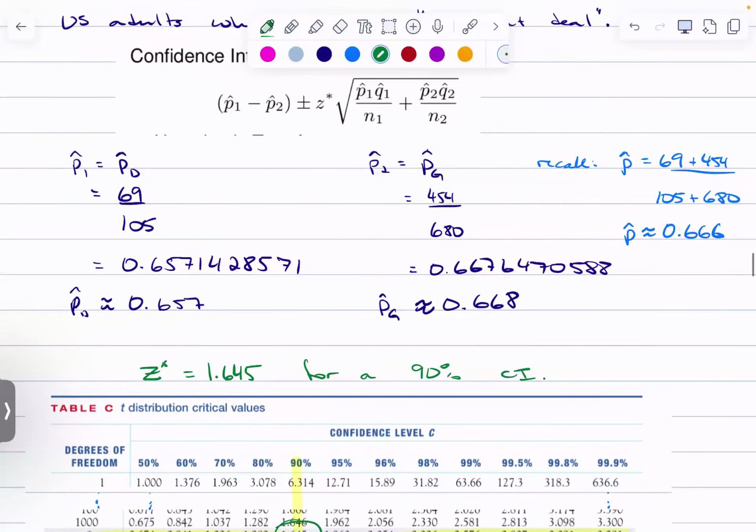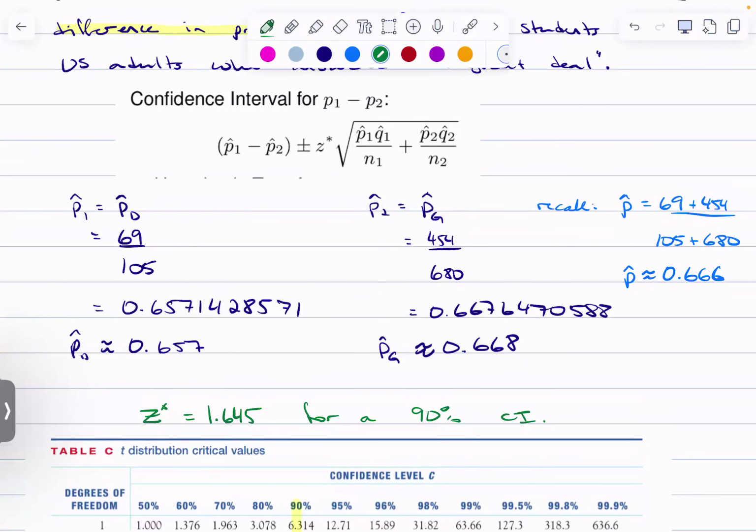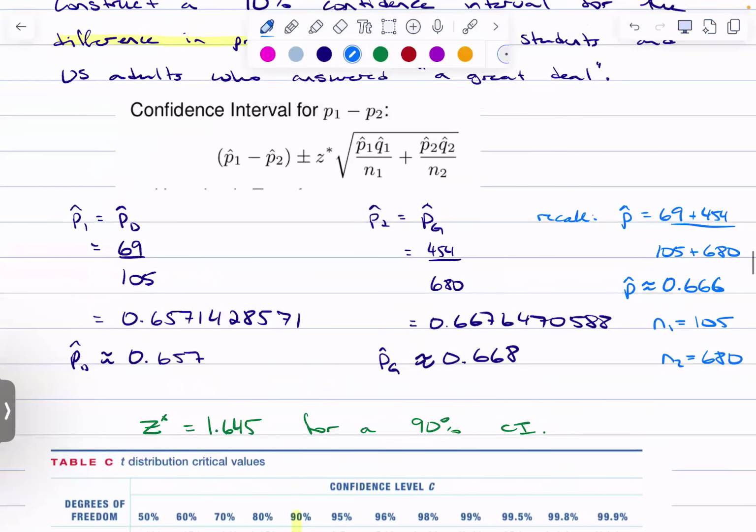And what else? Oh, you know what? We don't need the pooled proportion yet. We will, but I'll add N1, whoops. N1 is 105 and N2 was 680. Now I have all the components that I need.